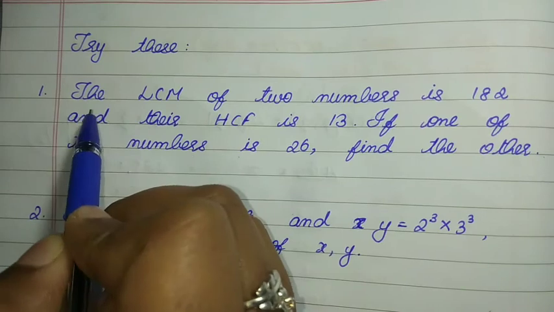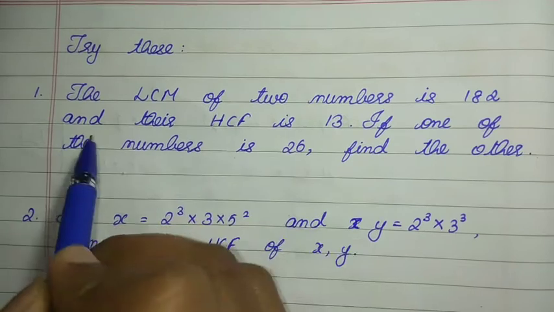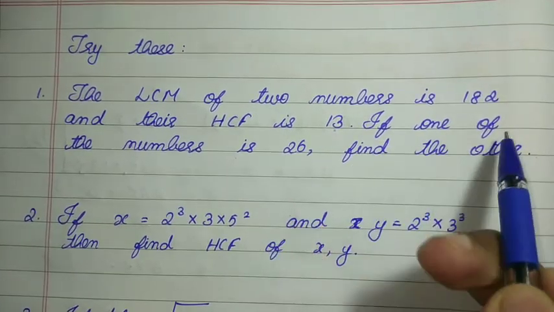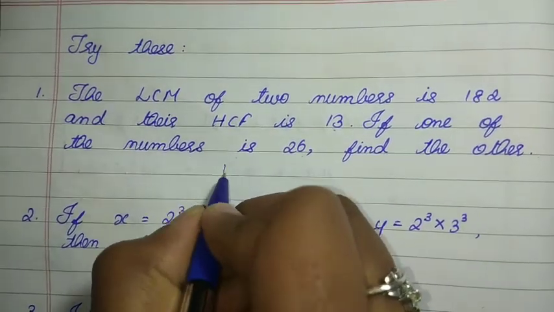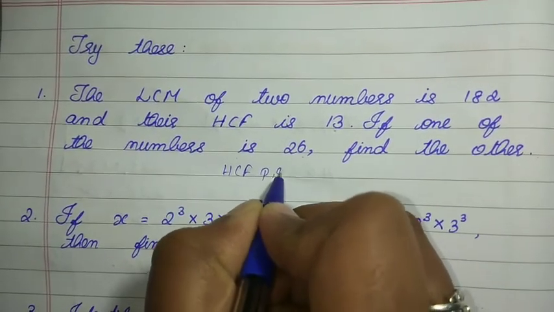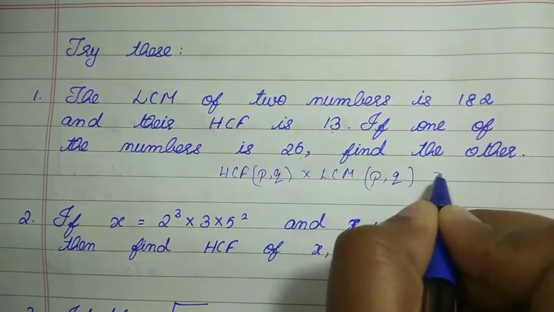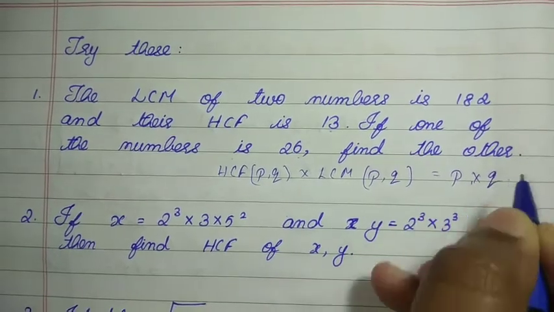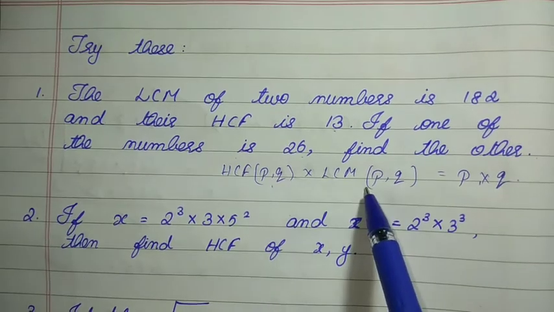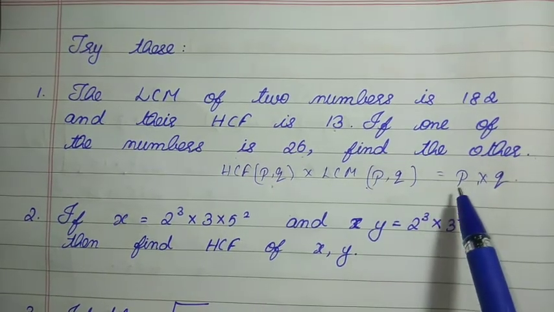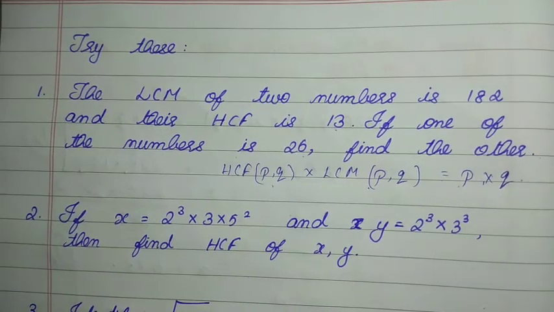So first question, the LCM of two numbers is 182 and the HCF is 13. If one of the numbers is 26, find the other. So we will be using the formula HCF of P comma Q into LCM of P comma Q is equal to the product of P and Q. So you can take the value of HCF as 13 into 182 is equal to 13 into this Q, keep it as it is, and simplify it and find it.